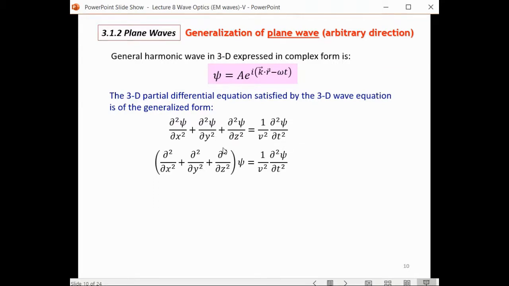And this term here can be expressed by the Laplacian operator. So here we relate the second derivative with respect to space to the second derivative of the wave disturbance with respect to time, and they are related through a factor 1 over v squared.